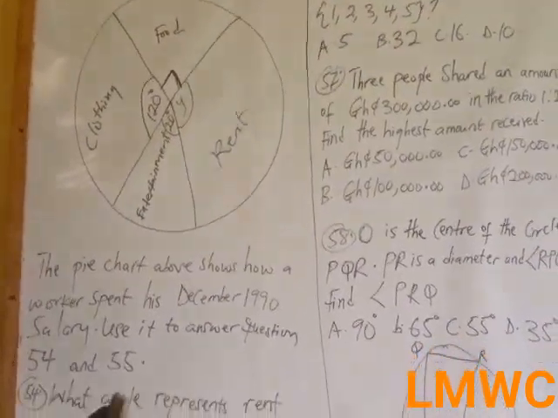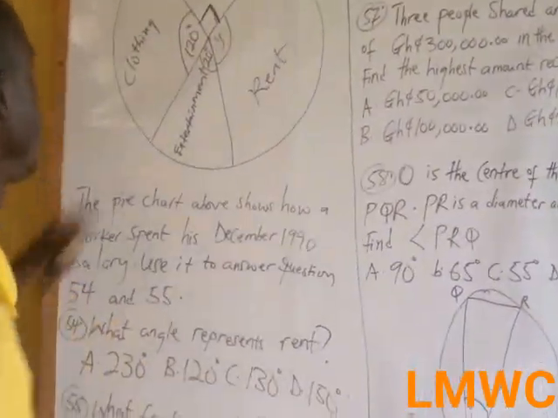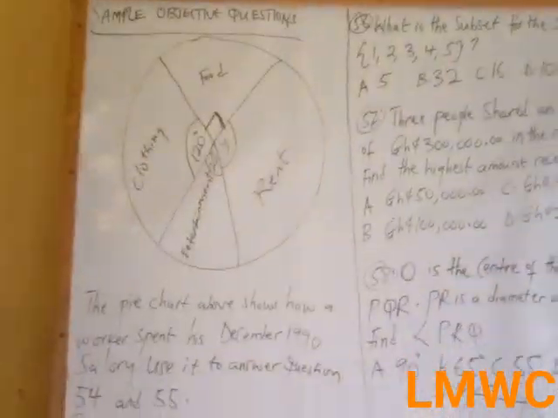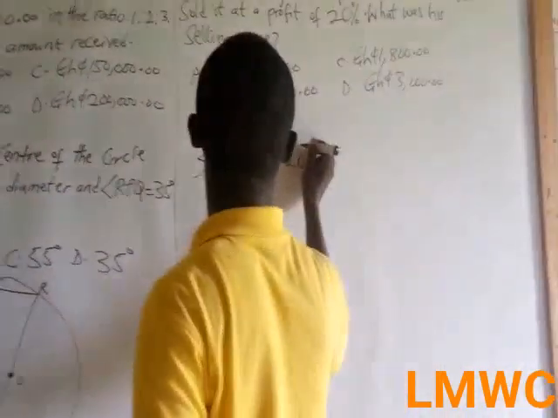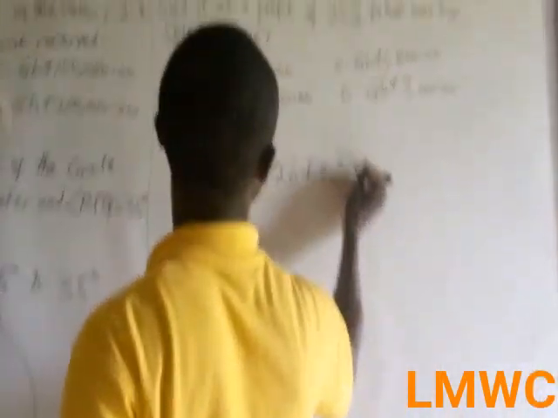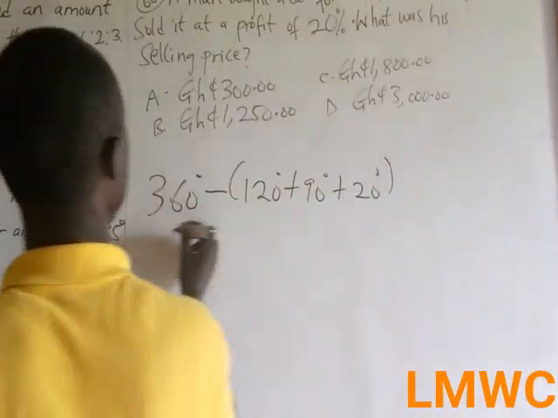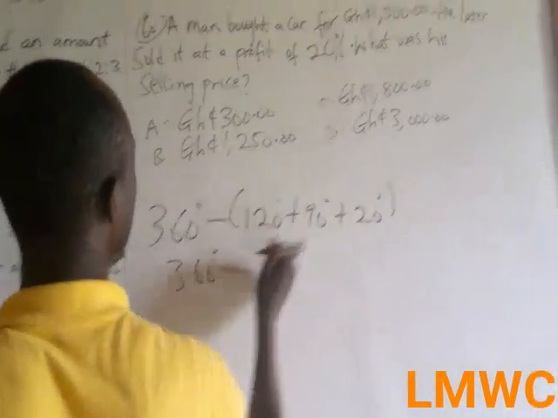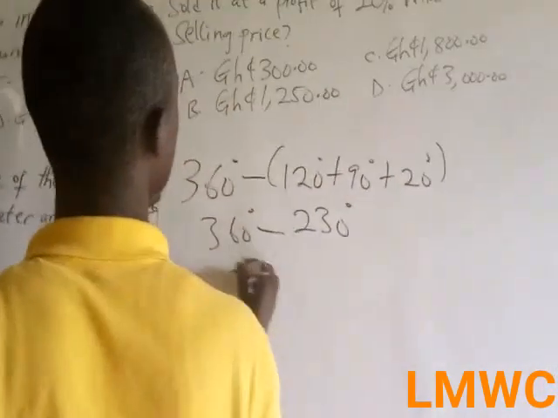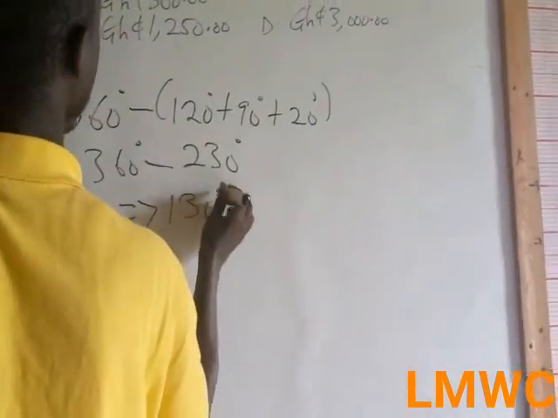So to get the angle that represents rent, you add these three angles and you subtract it from 360. So it becomes 120 plus 90 plus 20, which is 230. 360 minus 230 gives us 130 here. So our answer is C.